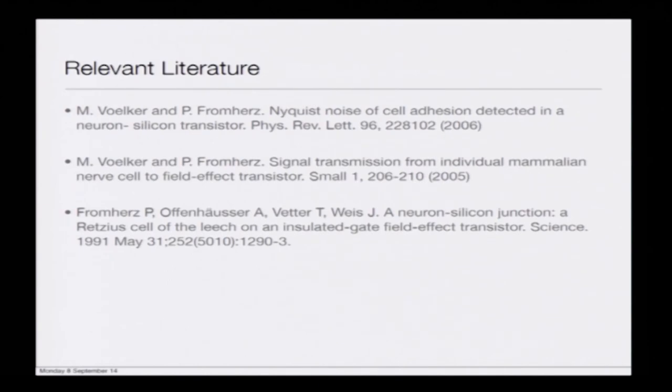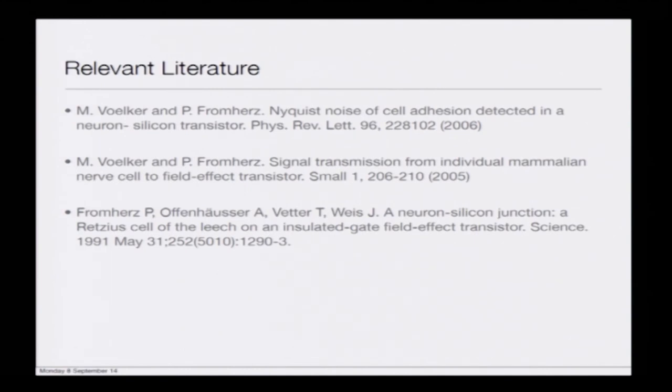The relevant literature I have cited, this last paper, is from Peter Fromherz, Andreas Offenhäusser, T. Vetter and J. Weis. It is one of the seminal papers, published in the journal Science in 1991: a neuron-silicon junction, with Retzius cells of the leech on an insulated gate field effect transistor. It was probably a very, very seminal discovery. Please go through the work of Peter Fromherz, now emeritus professor at the Max Planck Institute of Biochemistry, because he is one of the pioneers.